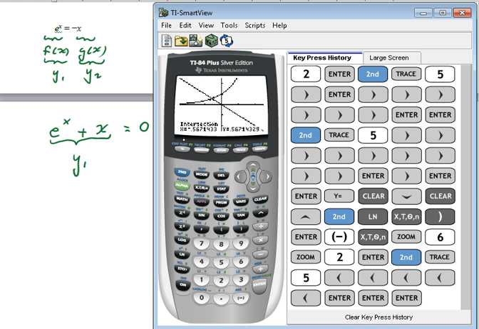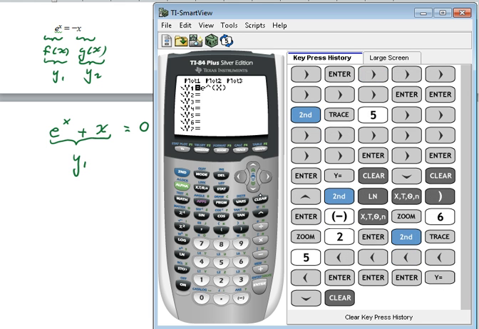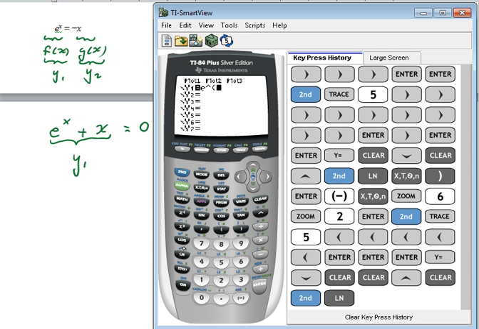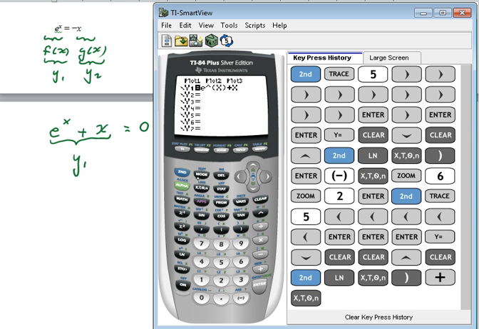So we'll go back to the y equals screen. And this time, let's do our clear and our clear. And enter one function this time, second natural log x, close the parentheses, plus x. Now this is a new function. We go second calc, and instead of using 5, we can use 2 for 0.